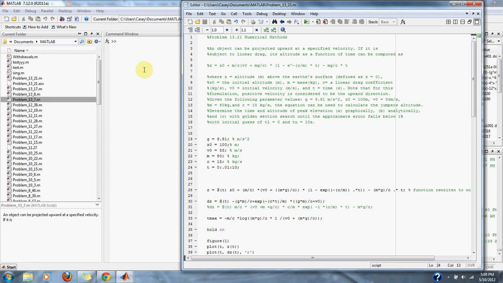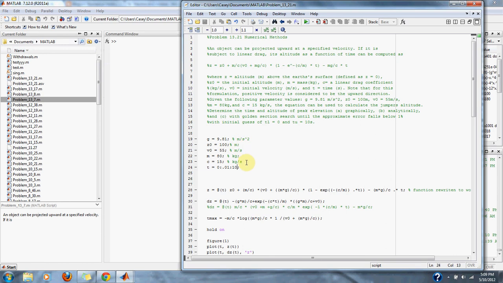Determine the time and the altitude of peak elevation: A, graphically; B, analytically; C, with golden section search, until the approximate error falls below 1%, with initial guesses of t lower equals 0 and t upper equals 10 seconds.